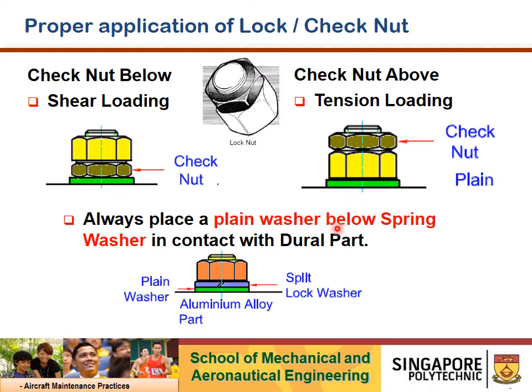Also, when we use a spring washer or spring lock washer as a locking device, we always place a plain washer in between, on the dural part. The reason is that installation of a spring washer or spring lock washer will result in scratches on the surface. So the plain washer will take up the defect rather than the actual aircraft parts.